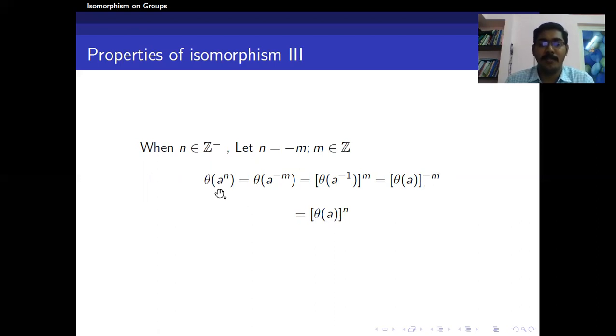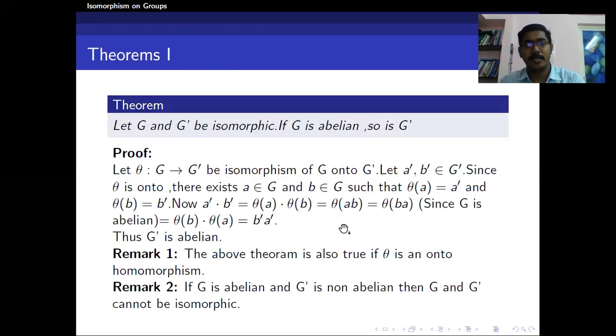What is the left hand side? Theta of a power n. The right hand side is theta of a whole to the power n. So hence we have proved theta of a power n is equal to theta of a whole to the power n. Okay. Next, we are going to discuss some theorems on isomorphism.